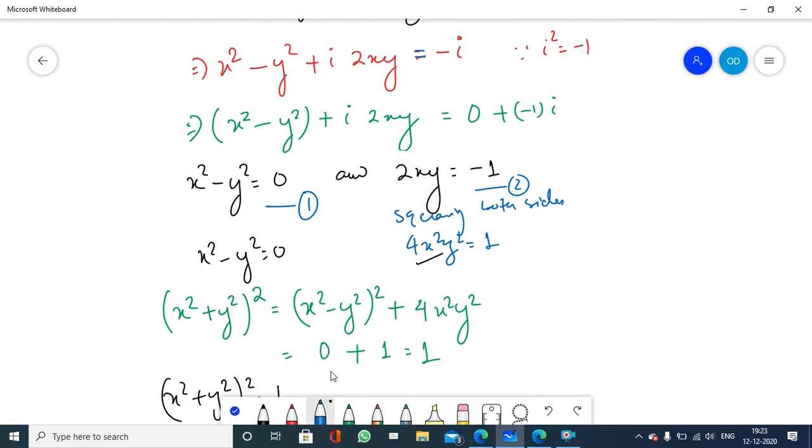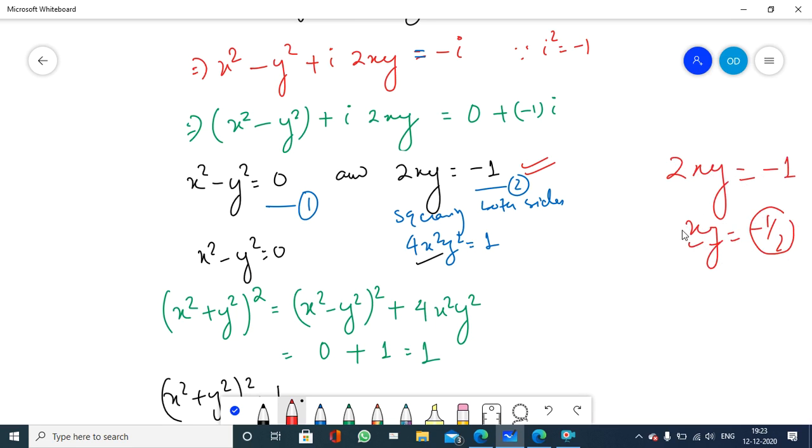Look at equation number 2. In this equation, as you can see, 2xy is negative, right? Minus 1, it is a negative number. 2xy is a negative number. xy is equal to minus 1 by 2. As you can see here, multiplying x and y, we get a negative number. That means what? x and y both must be of opposite signs, right?